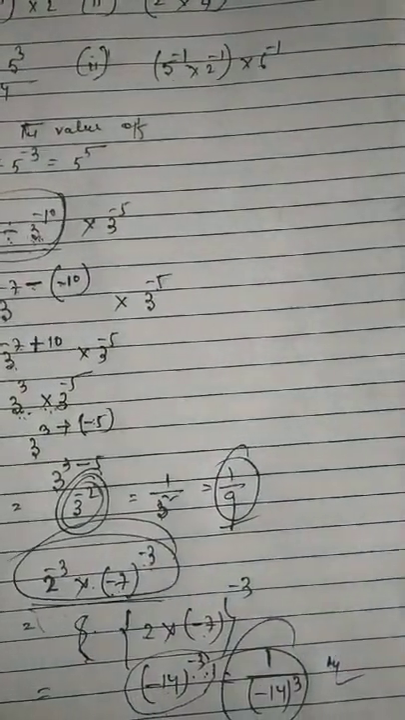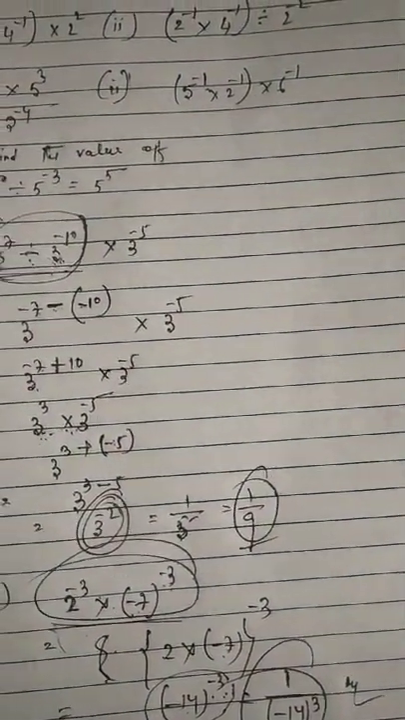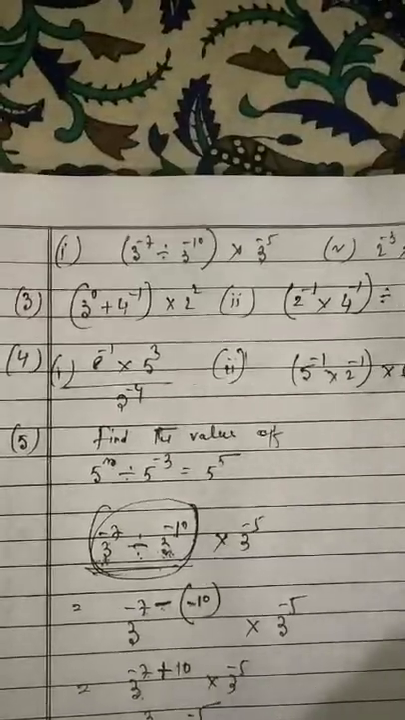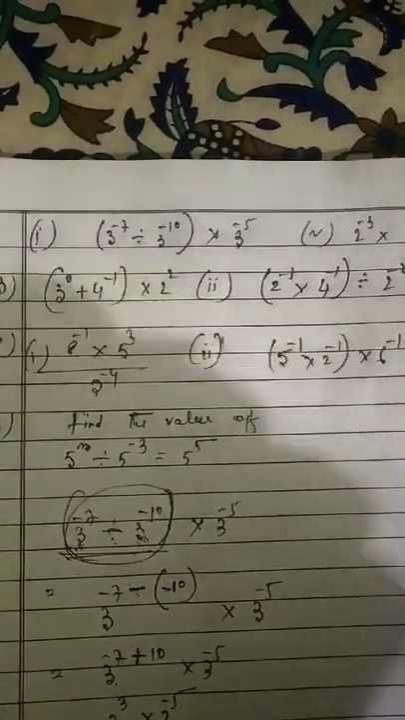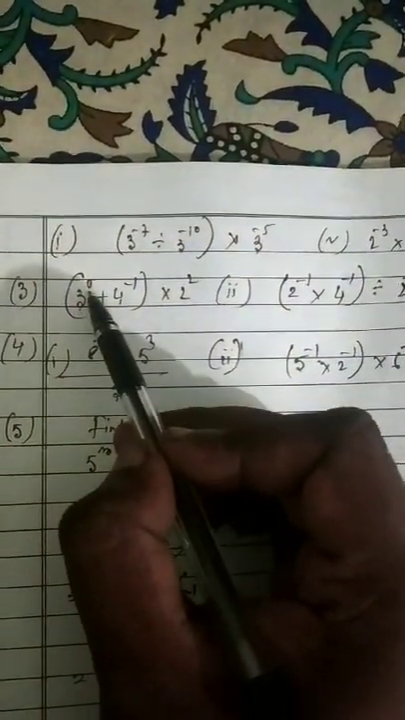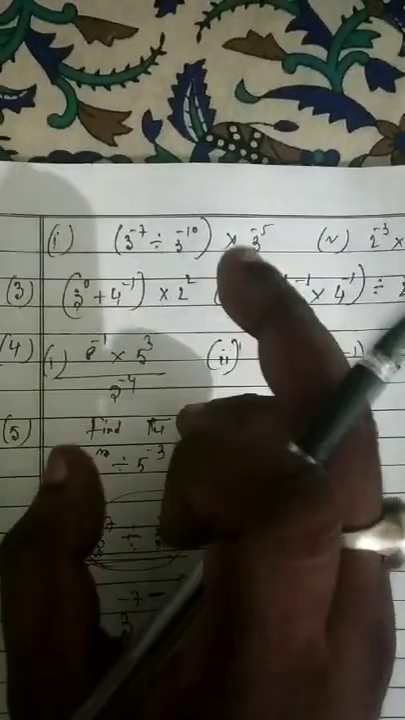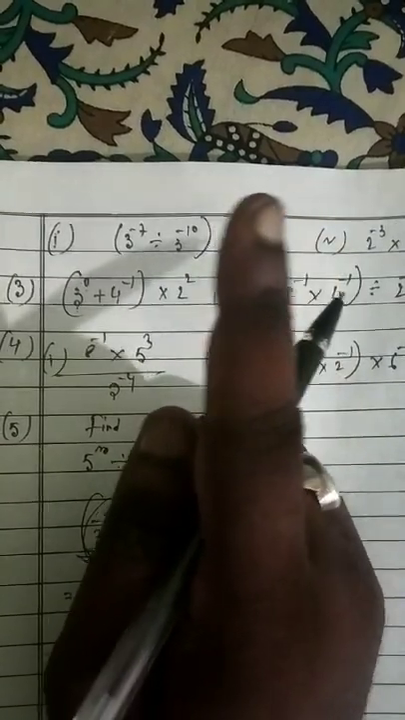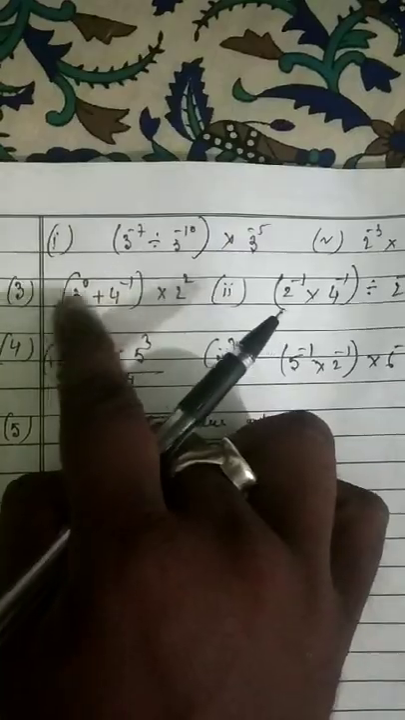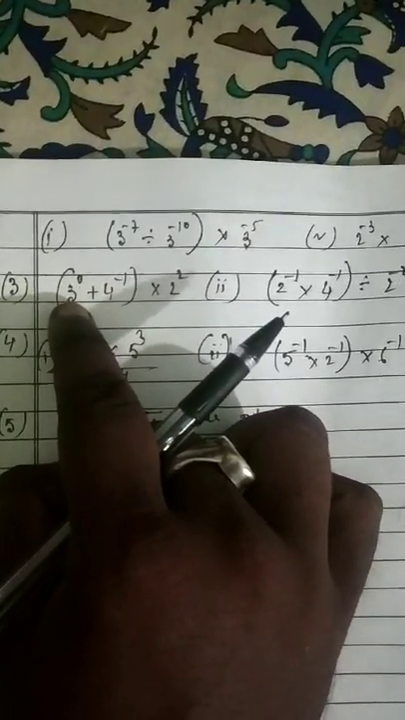So children, meanwhile, as there are certain limitations of making the video, here is one more question I can explain to you. 3 to the power 0 means 1. Any number to the power 0 means 1. So 3 to the power 0 here means 1.